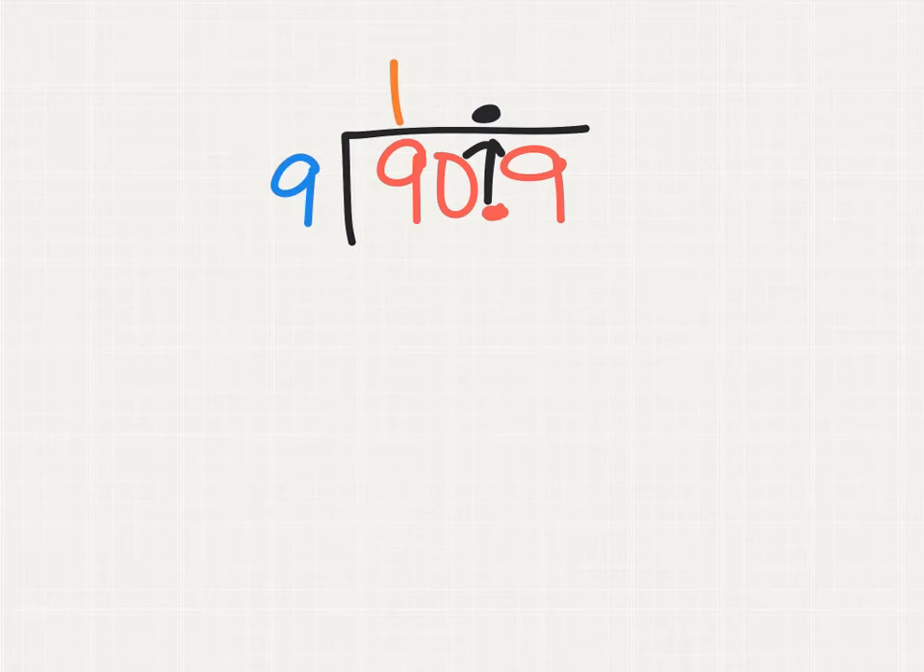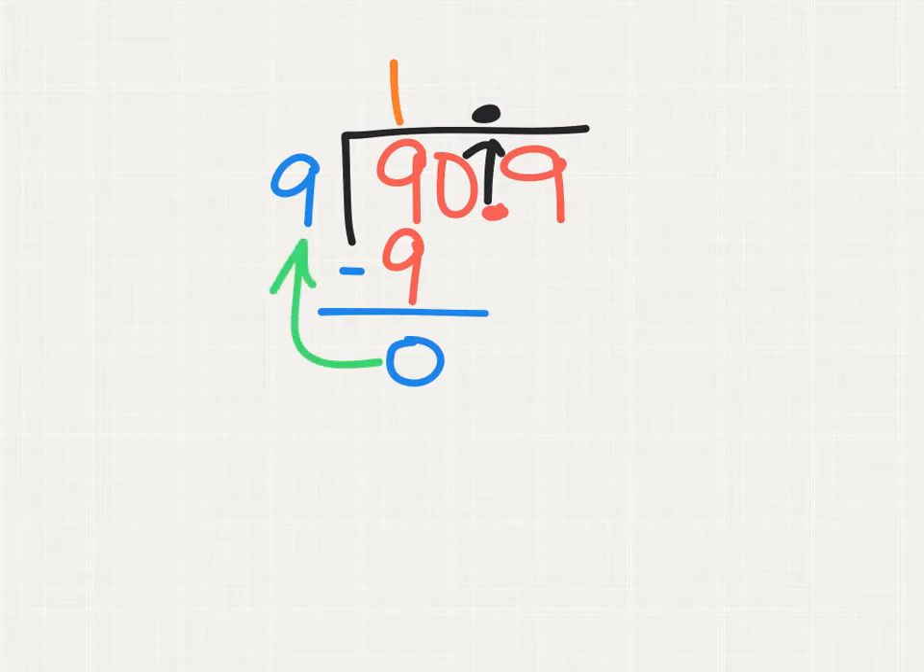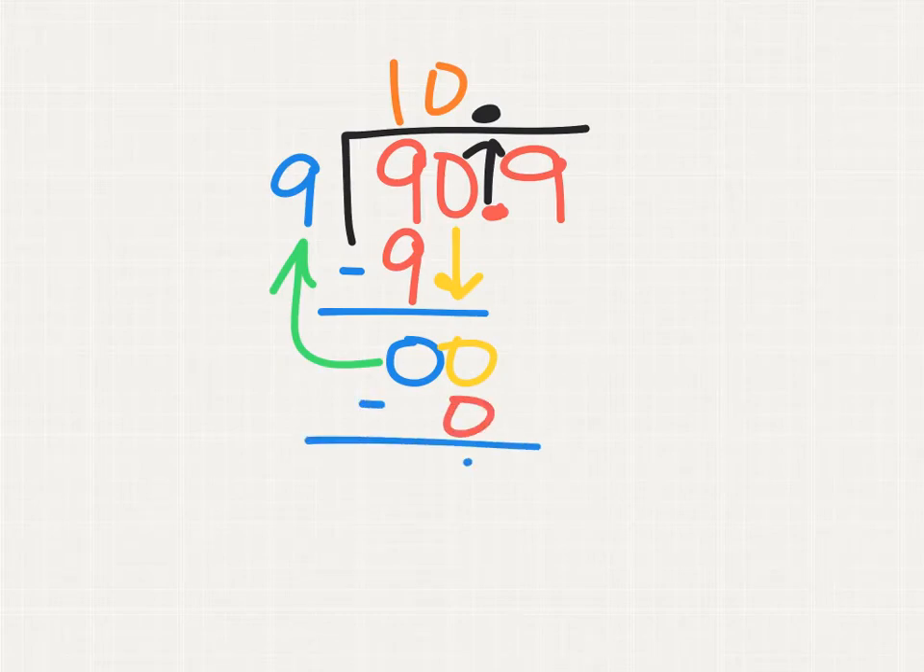So 9 times 1 is 9. I subtract, I compare, I bring down, and I go back to the beginning. I divide. How many groups of 9 can I form from 0? Well, the answer to that question is 0. 9 times 0 is 0. I subtract. I get 0. I compare. I'm less than my divisor, so that's great.